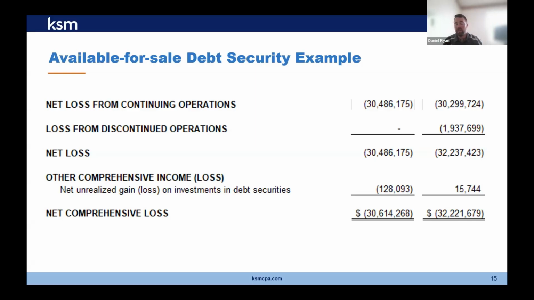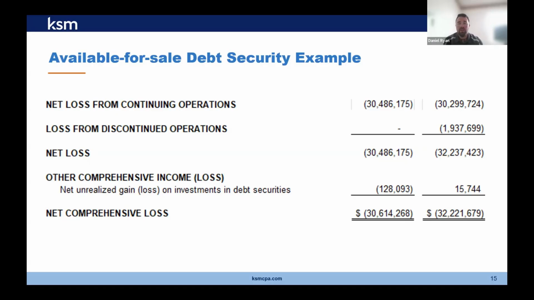The OCI component within this income statement is going to be the change between the AOCI at prior year end and the ending balance of AOCI at current year end. That amount is what we'll find here in OCI. Again, we'll take the net loss, the OCI impact, and that will come down to our net comprehensive loss.